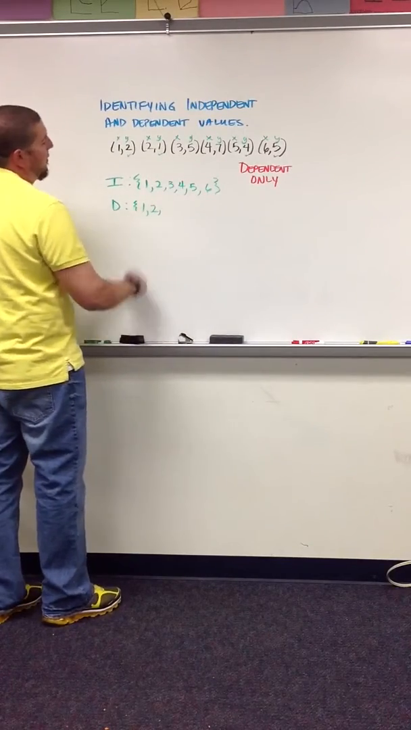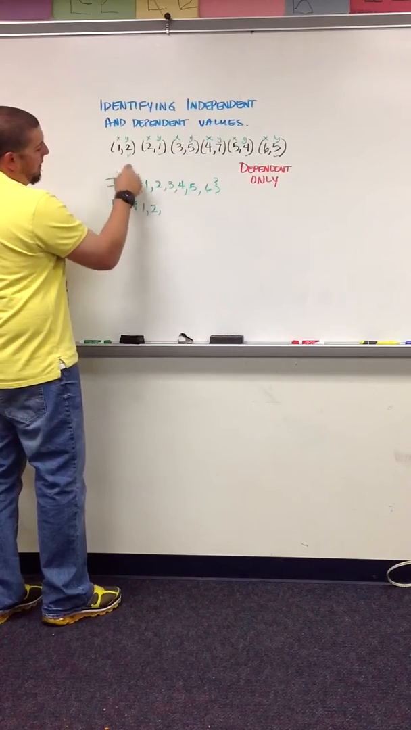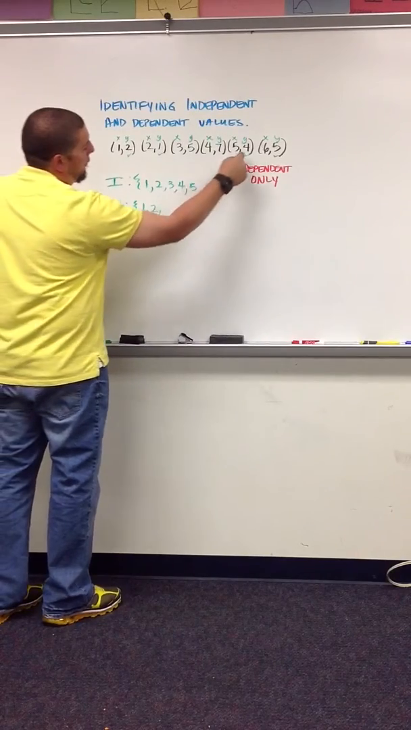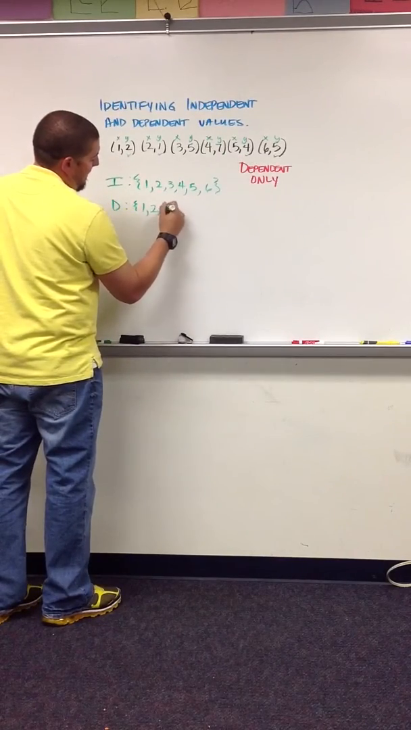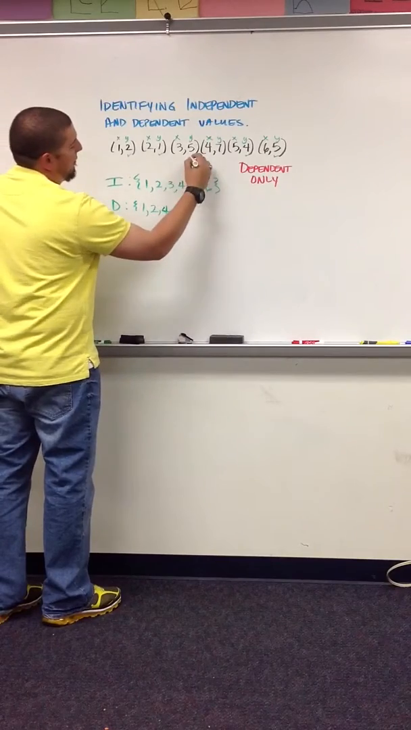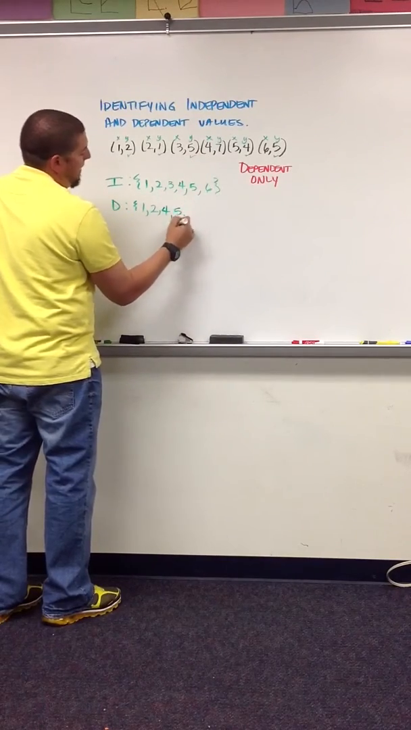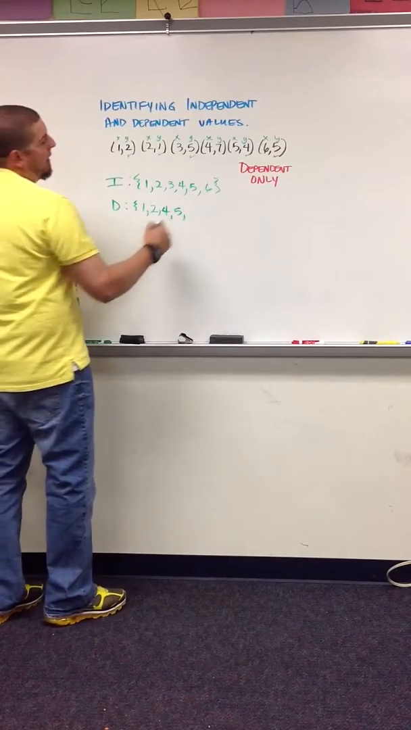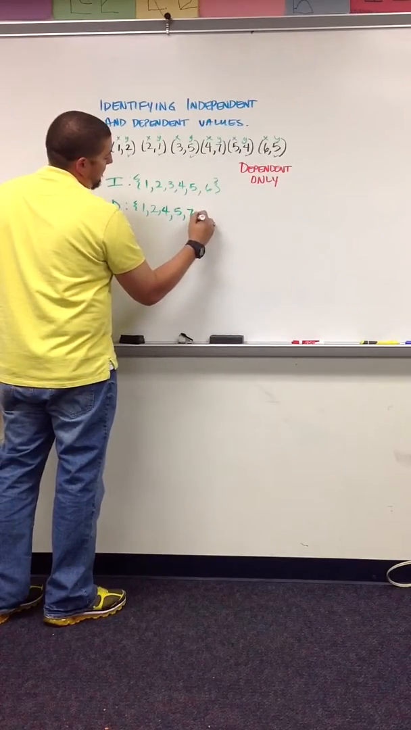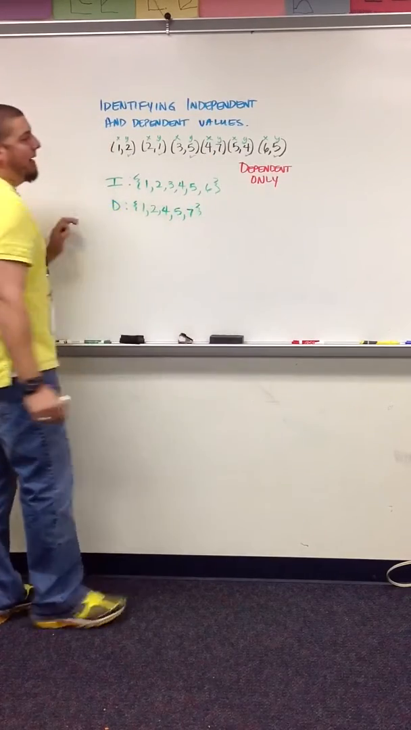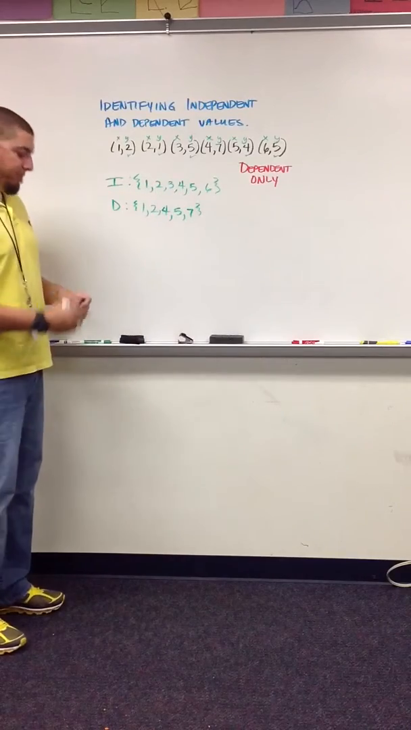Let me go ahead and start this over. So I have a 1, a 2, okay, a 4 is next, a 5, and I only have to write it one time because I'm just looking for the values, okay, and then I have a 7. So those are my dependent values, okay?